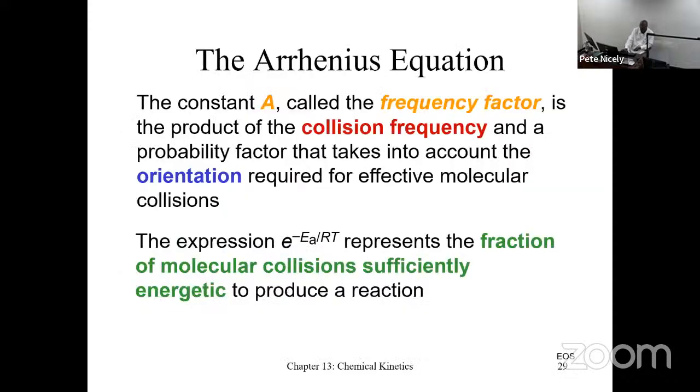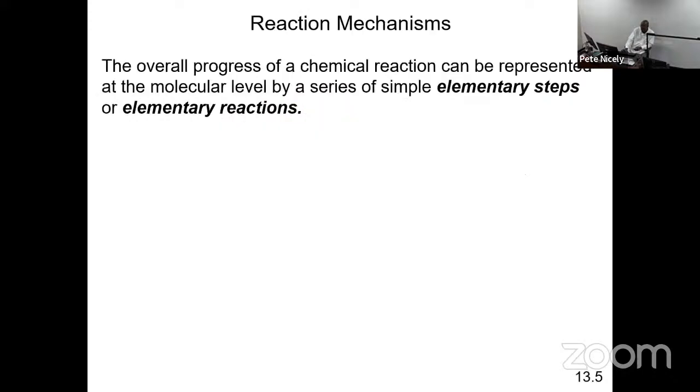Okay, so in the Arrhenius equation, the A constant, as I said before, is called the frequency factor. And as stated here, it's a product of the collision frequency and the probability factor that takes into account the effective collisions resulting from the proper orientation of the molecules. The other part of the equation, e to the minus Ea over RT, represents the fraction of the molecules that would collide successfully to form products. All right, so those are basically the two parts of that Arrhenius equation.